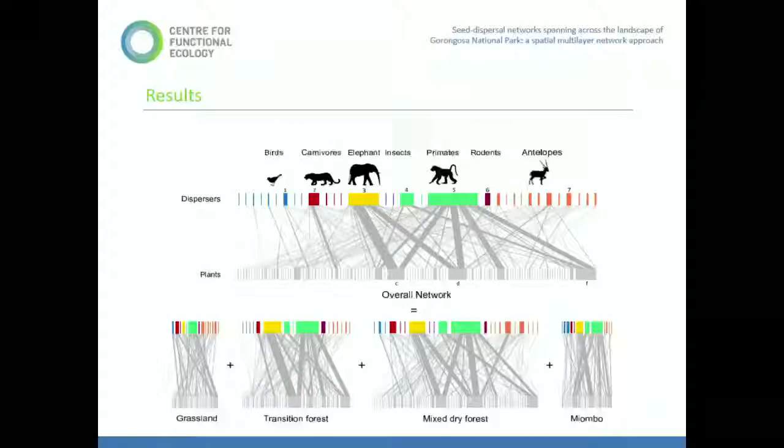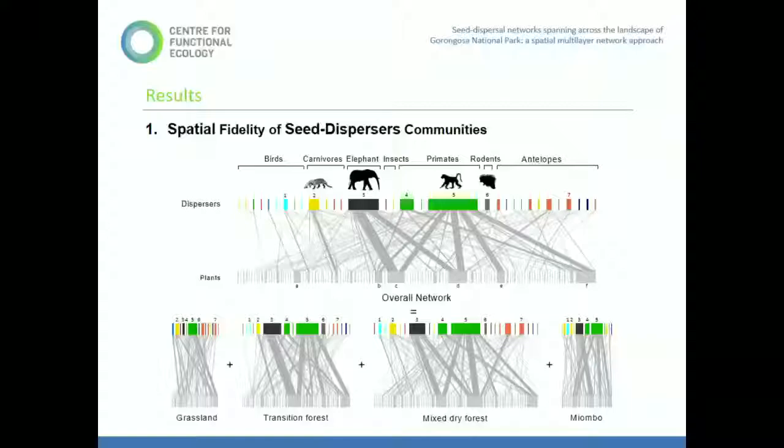Then when we ran the modularity calculation, we found the communities of seed dispersers. Each color indicates a different community of seed dispersers. So you have communities with all kinds of animals. That's a big diversity even within each of the communities. And so we found 13 communities. The mixed dry forest had most of the communities, 12. Then we had transition forest and grassland with a few fewer communities, and then Miombo. And most of the communities, around 8, were present in at least 3 of the habitats.